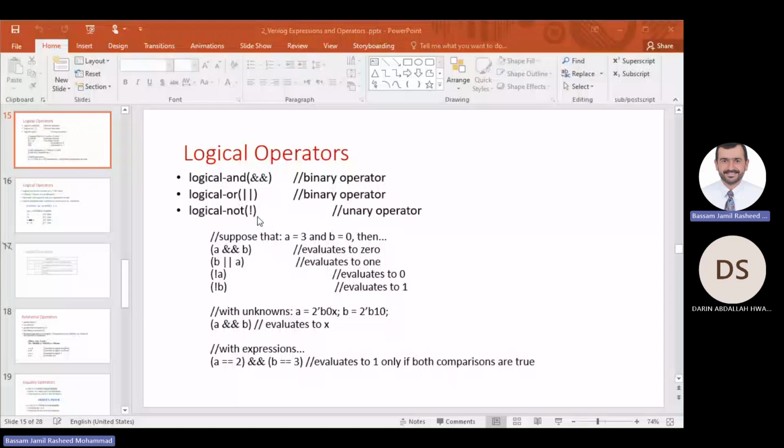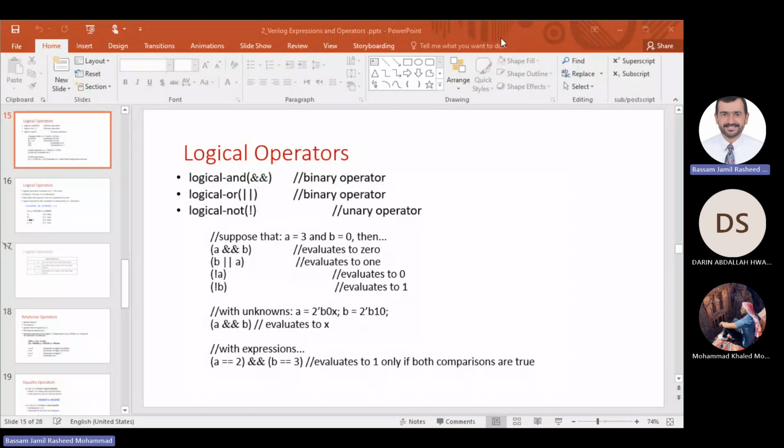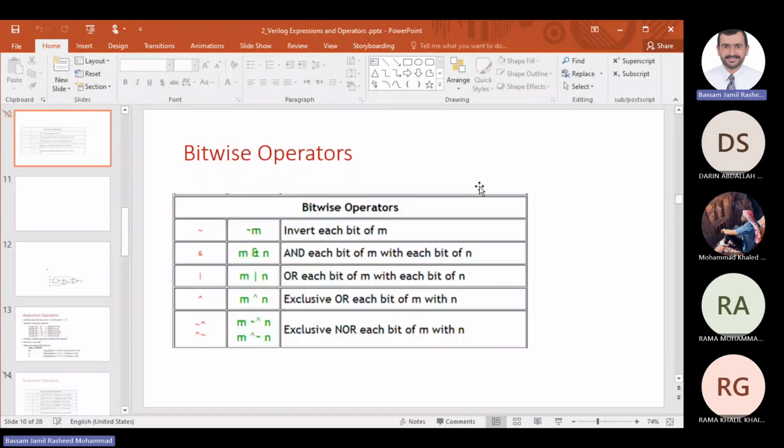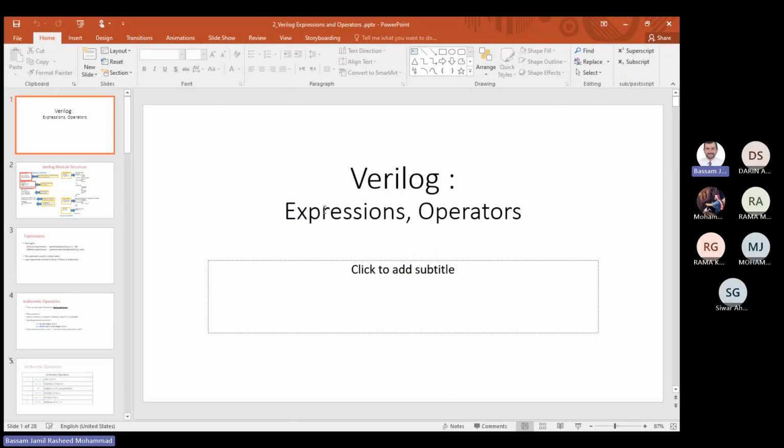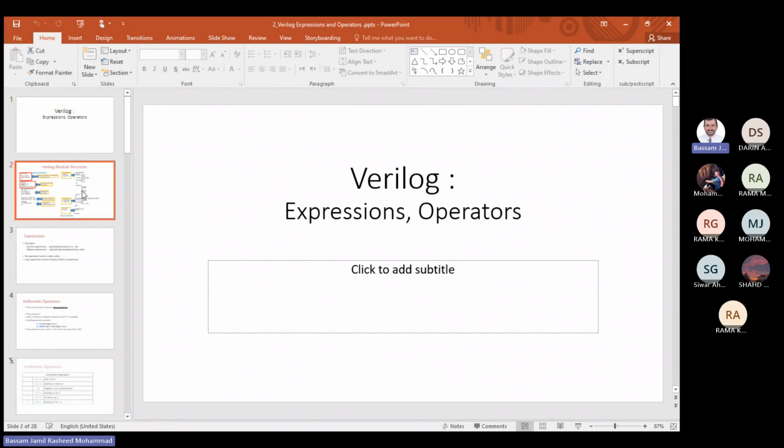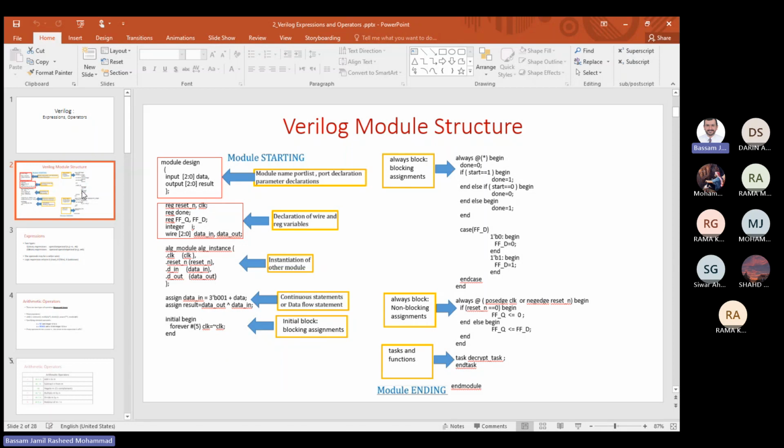Okay, so in this lecture, we will discuss the operators for Verilog. This is lecture 2. We will discuss expressions and operators, and let's start by going to our master slide that shows me the skeleton of a Verilog module, which is the basic structure of the Verilog language.